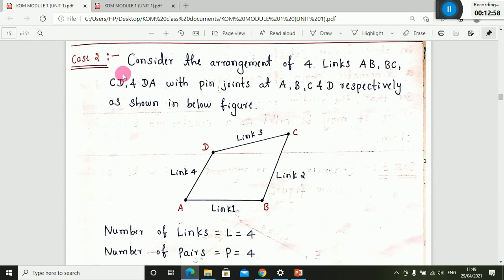Consider the arrangement of 4 links, that is AB, BC, CD and DA. They have pin joints at A, B, C, D respectively, as shown in the figure below. Please copy this figure, list down the number of links, pairs and joints, and check whether those 2 conditions are satisfied or not. Now you are checking whether this figure is a kinematic chain or not.